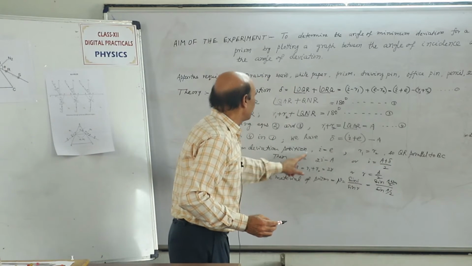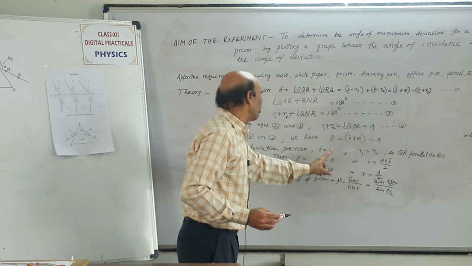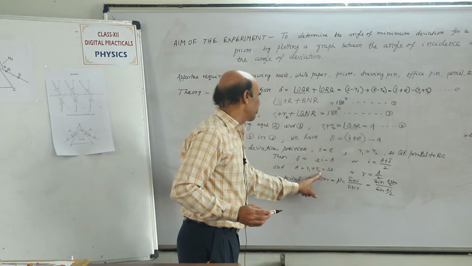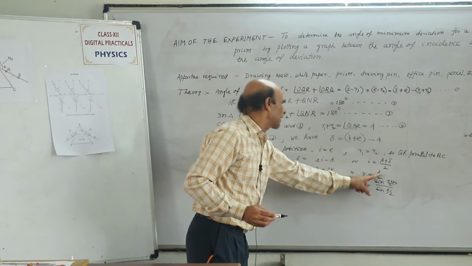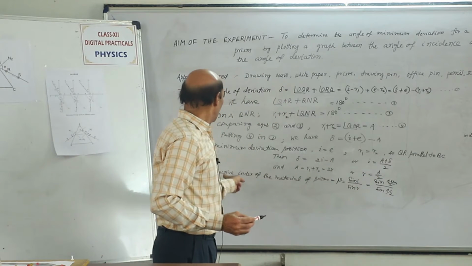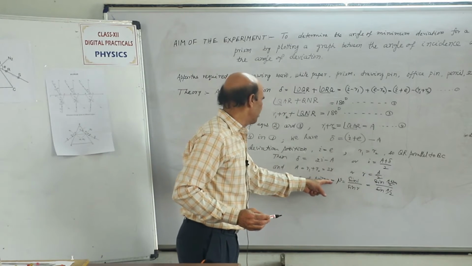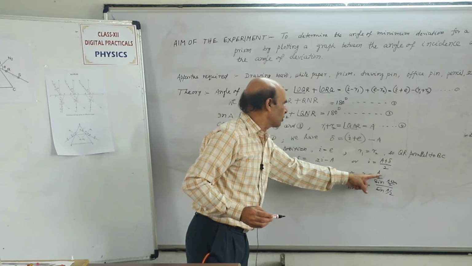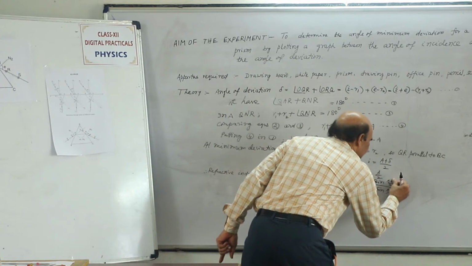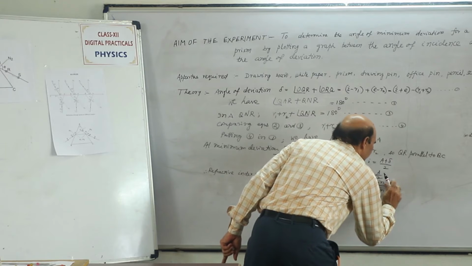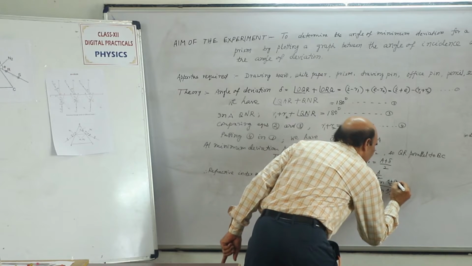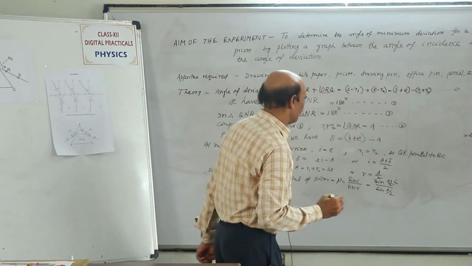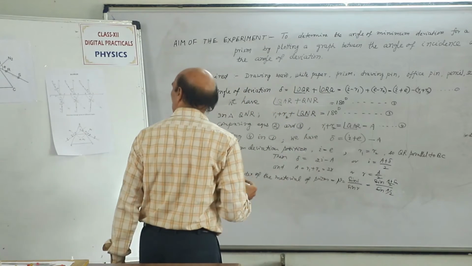Similarly, we have already taken A is equal to r1 plus r2. Therefore, r1 will be equal to r2, then A equal to 2r, therefore r equal to A by 2, and we know from the refraction relation with prism, mu equal to sin i by sin r, that is sin of (A plus delta) by 2 over sin A by 2. Delta is the minimum deviation.